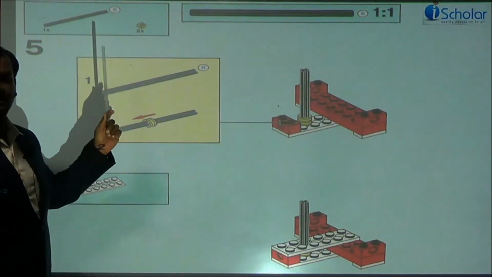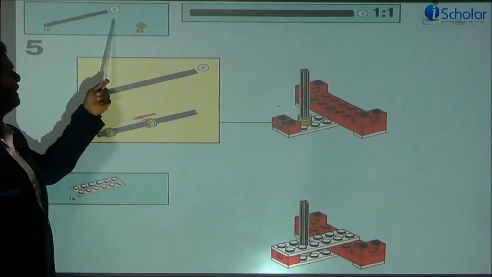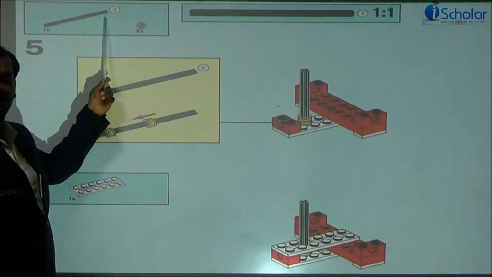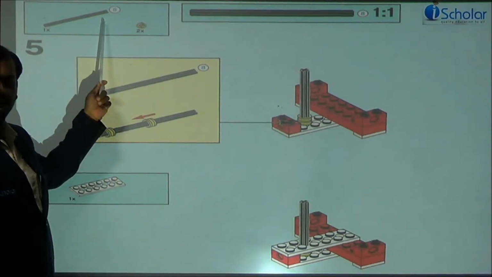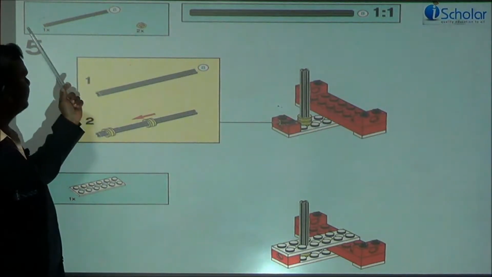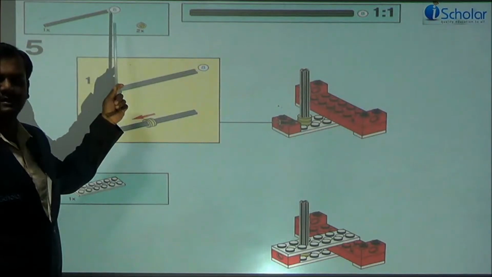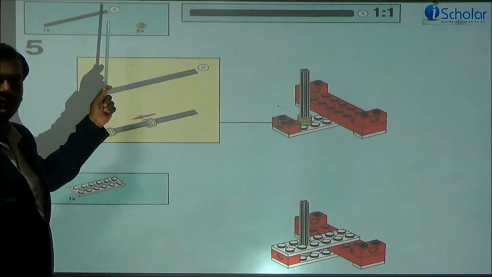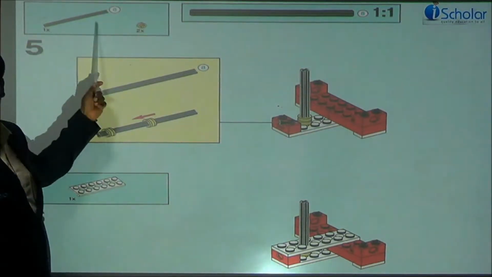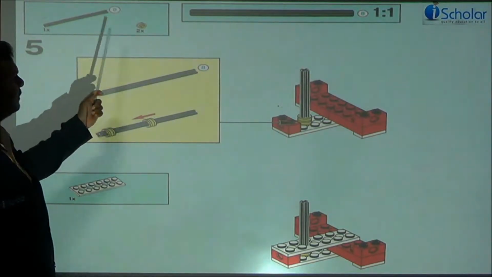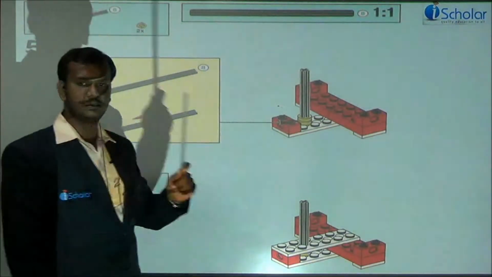In your kit, you will have a long pencil shaped structure, a long rod. So in our activity, this particular long rod is called as, can anyone answer? Yes, that's great. It is called as axle. You can see here. Take this 1.